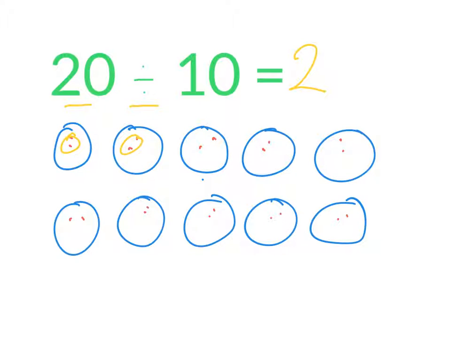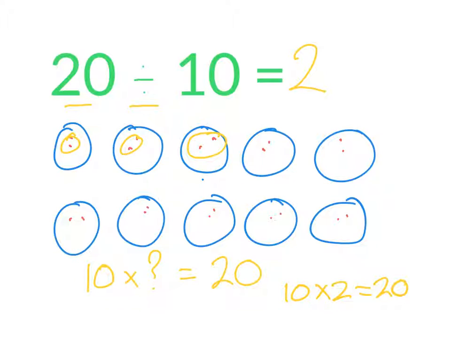You also might be able to think in your head, you might think that 10 times what equals 20? And you might think, oh, I know that 10 times 2 equals 20. So you might have been able to know straight away that they would get 2 biscuits each. But if you didn't know straight away, then you could come to the even sharing of the groups.